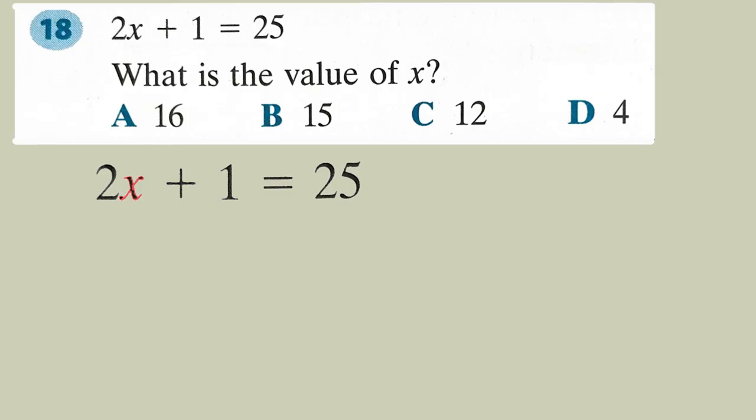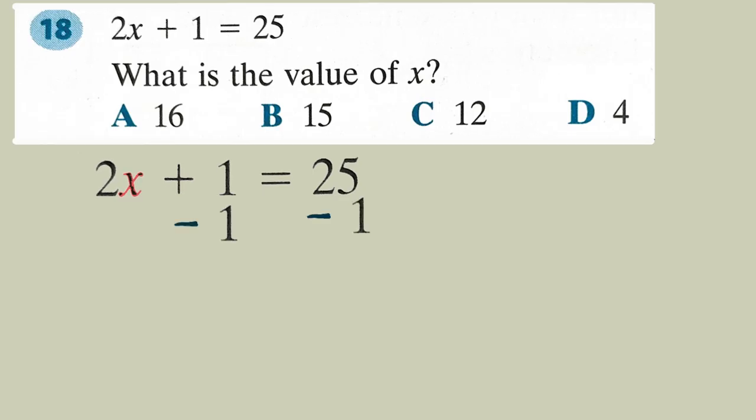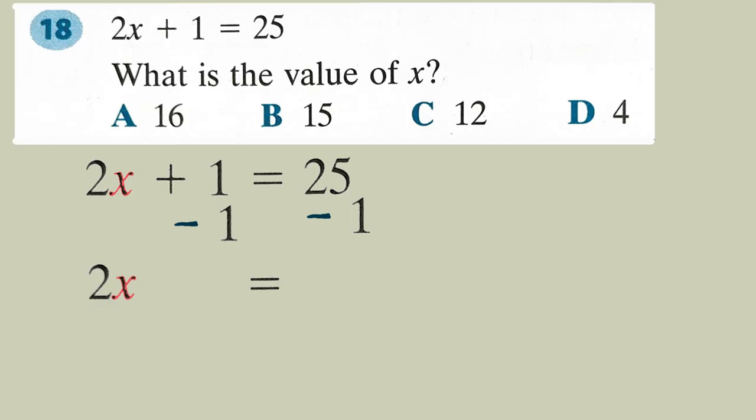The last operation performed here was adding the 1, so we need to undo it by subtracting 1. We must do it from both sides, and so we'll be left with 2x plus 1 minus 1 disappears, and this will equal 25 take away 1, which will be 24.